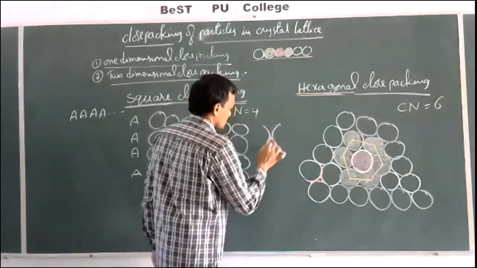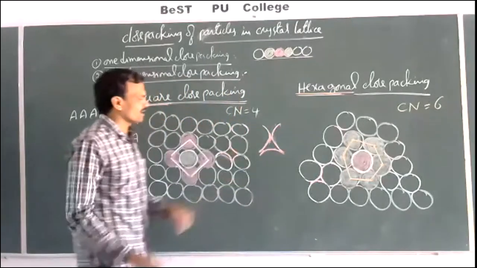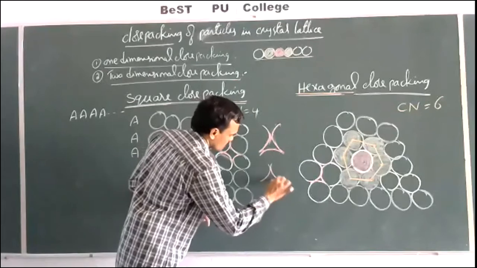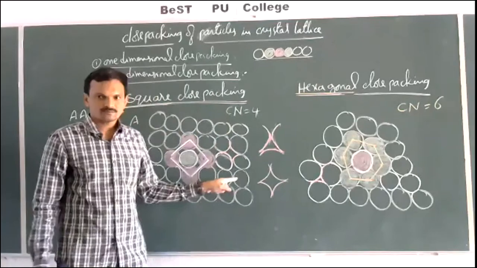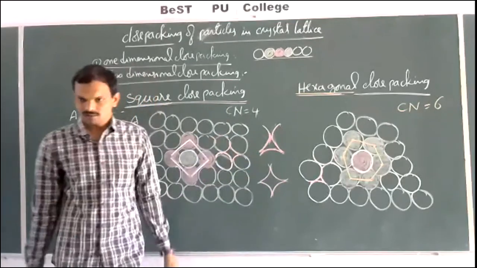Like this, it appears either. This is called a triangular void. And here this appears like this. This is the appearance here. This is called a square void. This is called a triangular void.